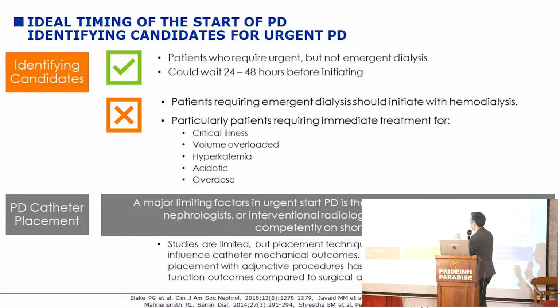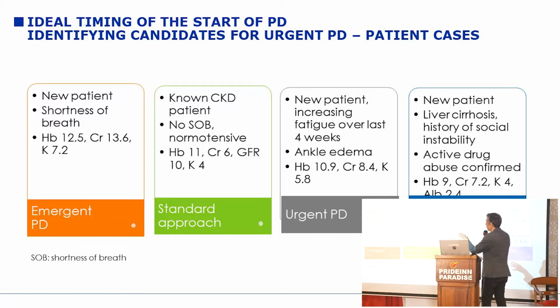So I just put like here different cases. Emergent PD is a new patient with a shortness of breath and the potassium is 7.2, for example. The standard approach is a non-CKD patient which has no really symptoms, is normal hypertensive, and the lab parameters are letting us to start late.